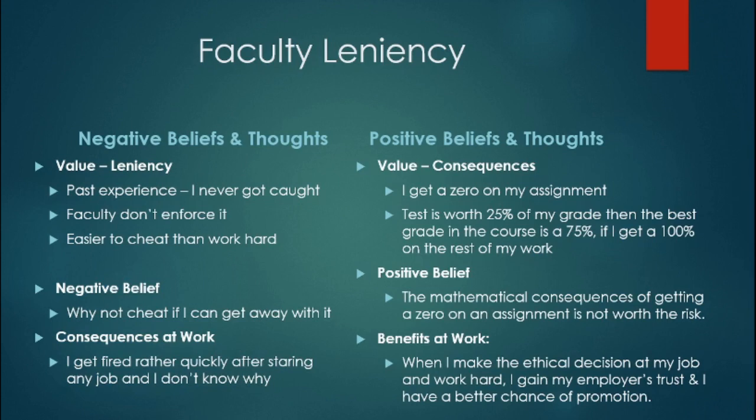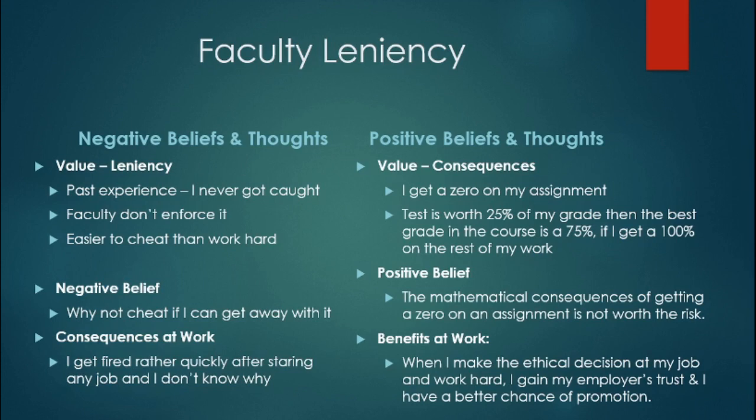Another example of ethics inventory is faculty leniency. It should also be called past experience of the student. And that is, there's a past experience where the student over many times has never gotten caught cheating. The faculty also don't enforce it, and it's easier to cheat than to work hard. The negative belief is, why not cheat if I can get away with it? Consequences at work: I get fired rather quickly after starting any job and I don't know why.